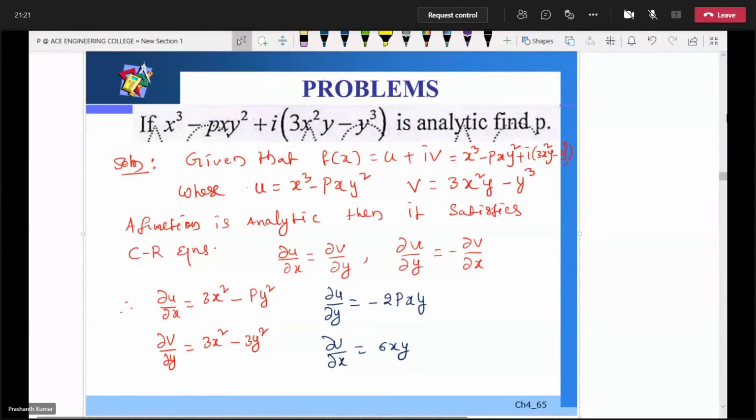This is a JNTU question. I take it from the JNTU question paper. If x cube minus p x y square plus i into 3x square y minus y cube is analytic, then find p.